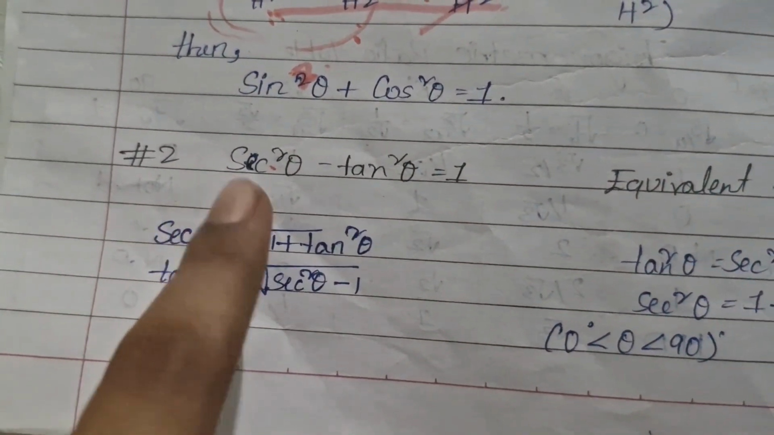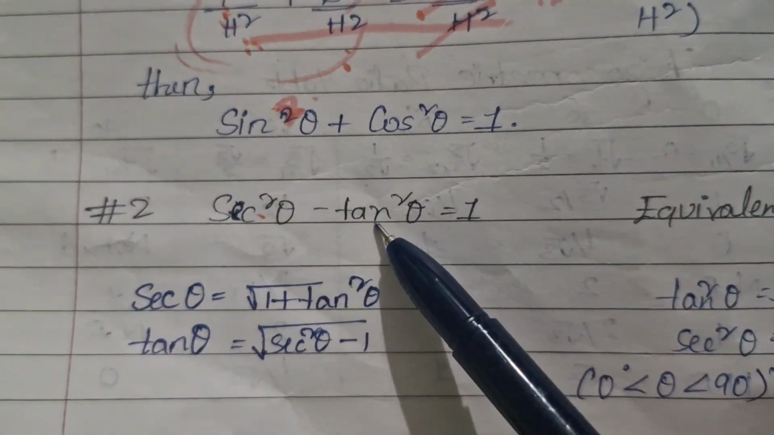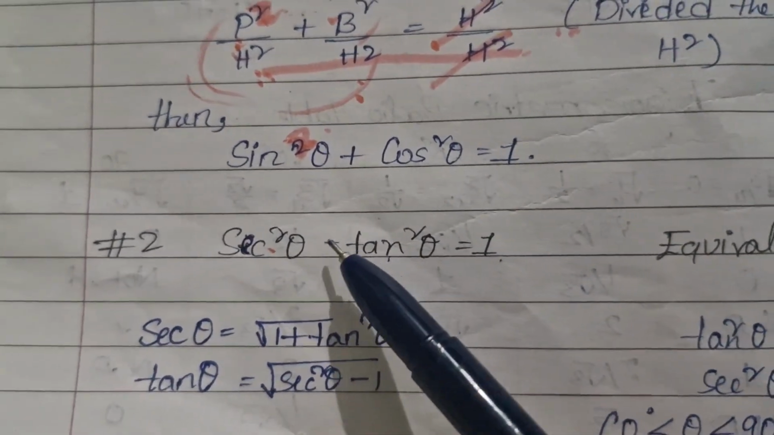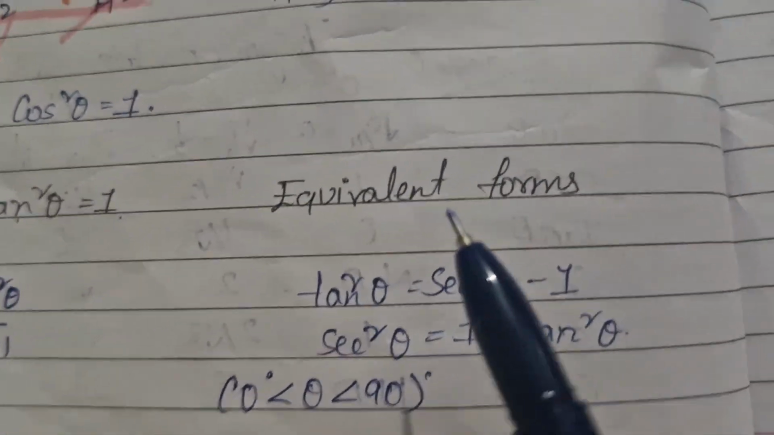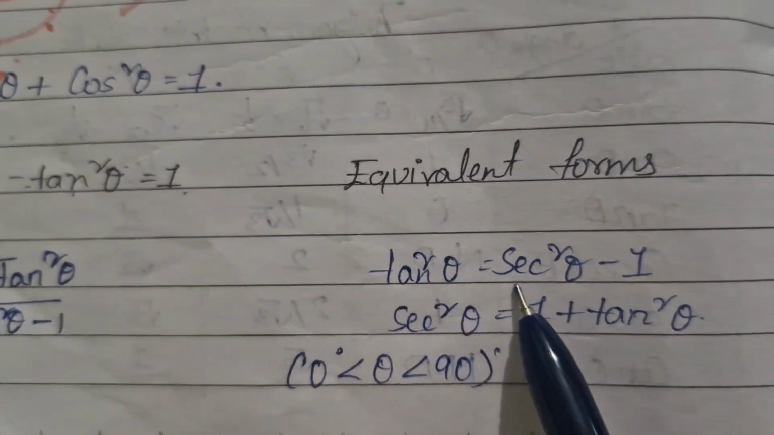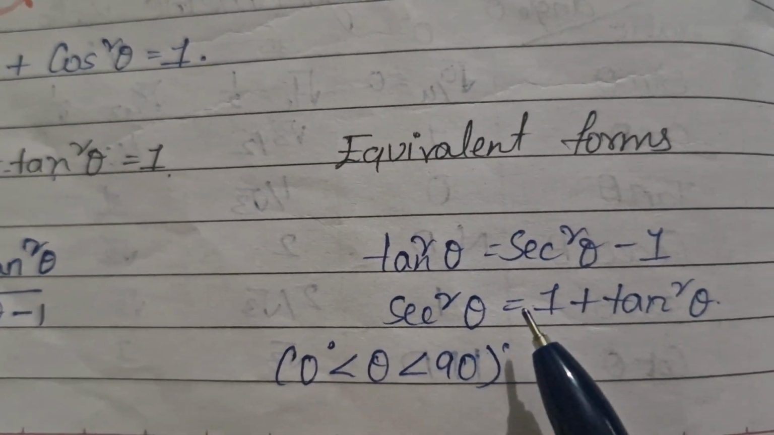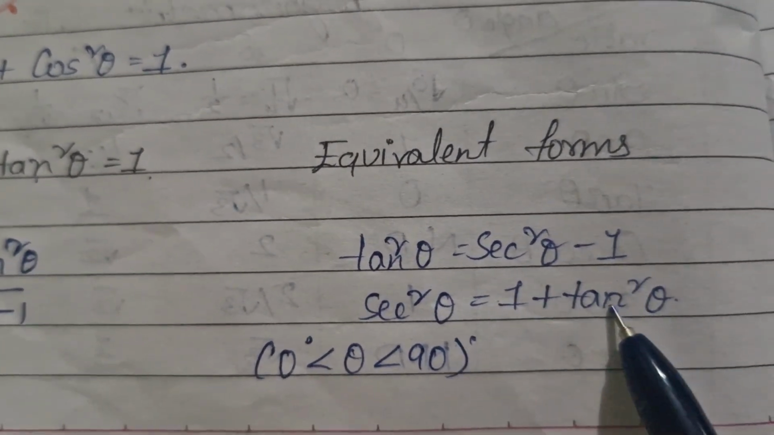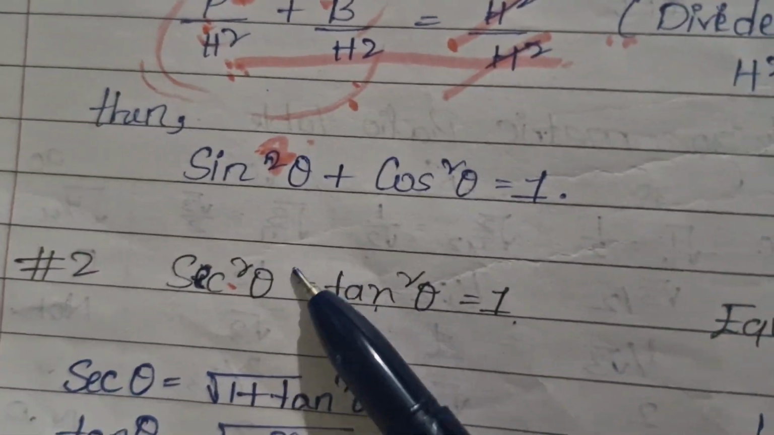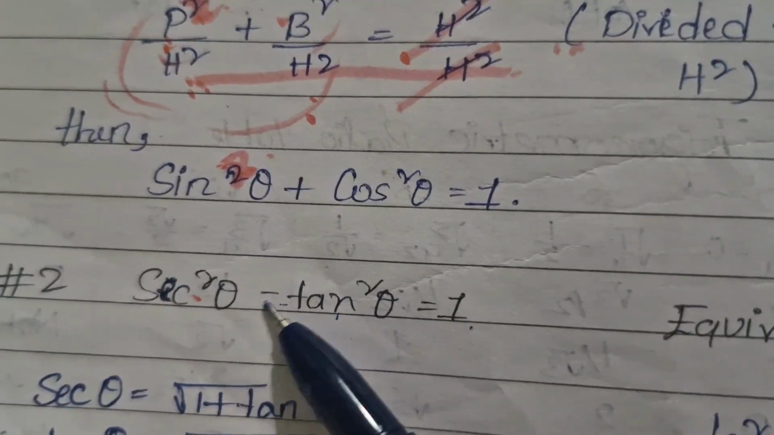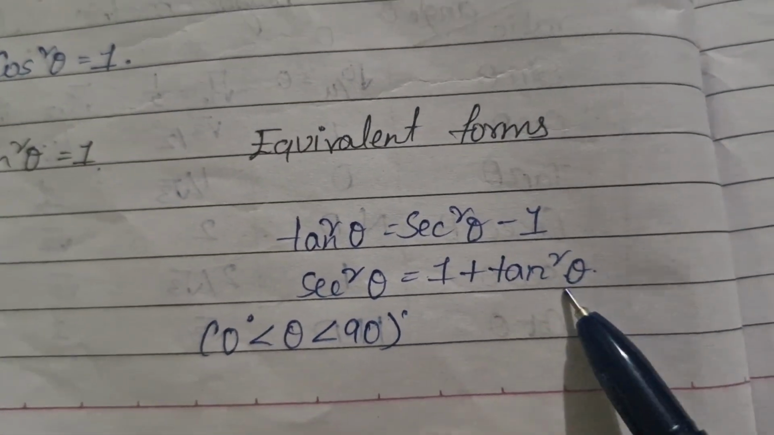The second identity is secant square theta minus tan square theta is equal to 1. Here we have minus. So the equivalent formulas for these are tan square theta is equal to secant square theta minus 1. Secant square theta is equal to 1 plus tan square theta. Why we got here plus tan theta? Because we have minus here. If we send that minus tan square theta to the right side, it will become plus tan square theta.